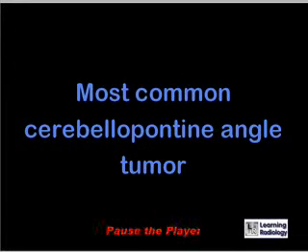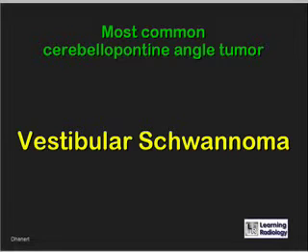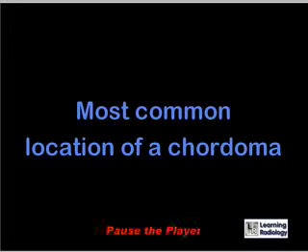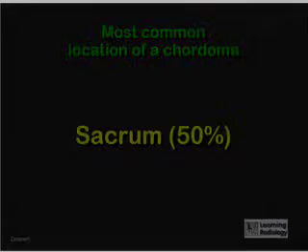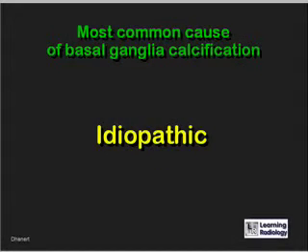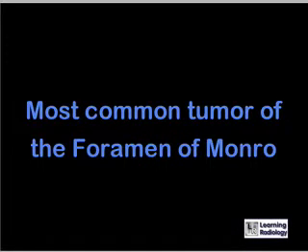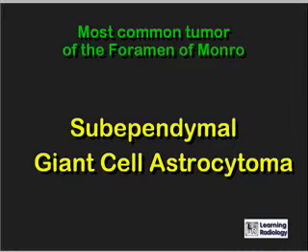What is the most common cerebellopontine angle tumor? A vestibular schwannoma. What is the most common location of a chordoma? The sacrum. What is the most common cause of basal ganglia calcification? Idiopathic. What is the most common tumor of the foramen of Monro? A subependymal giant cell astrocytoma.